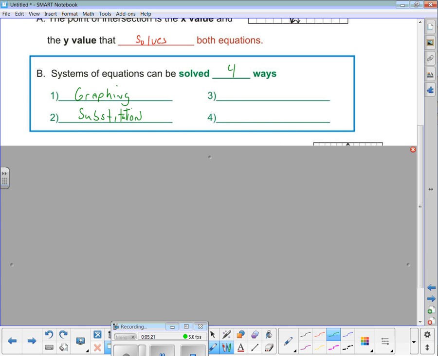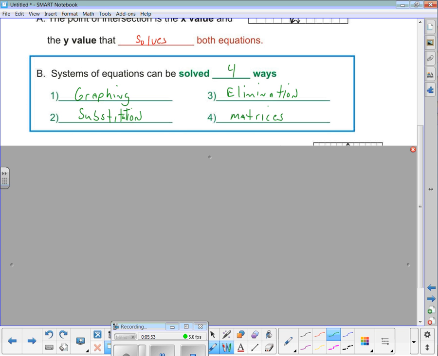Third way is the elimination method. Some also call it the addition method. Elimination. That one is spelled correctly. And the fourth way is matrices. We have a whole chapter in this year's course that will deal with matrices, and I believe it's chapter 5, maybe chapter 4, maybe next chapter.